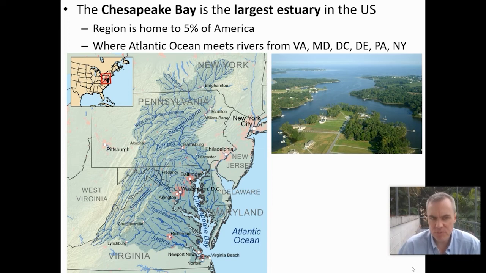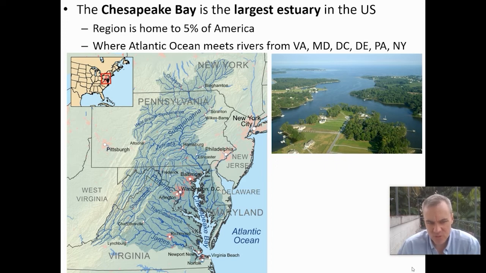And it's amazing because the Chesapeake Bay region, or we could say the Chesapeake Bay watershed, which is what you see on this map, is home to 5% of America. It's truly amazing. From Philadelphia to Baltimore to D.C. to Richmond and Southern Virginia, it's all part of the Chesapeake Bay watershed.